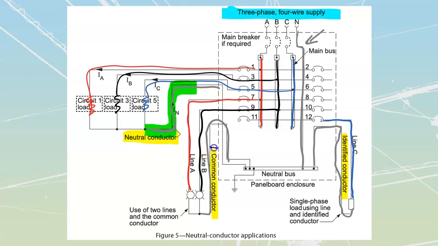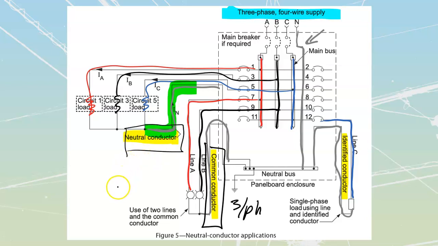And common conductors only exist inside of a 3-phase system. We cannot have a common conductor inside of a single-phase system. We'll take a look at a single-phase system here in a second, but we can only have it inside of a 3-phase system. A neutral conductor can happen inside of a single-phase system or inside of a 3-phase system. And an identified conductor can happen inside of a single-phase system or inside of a 3-phase system.